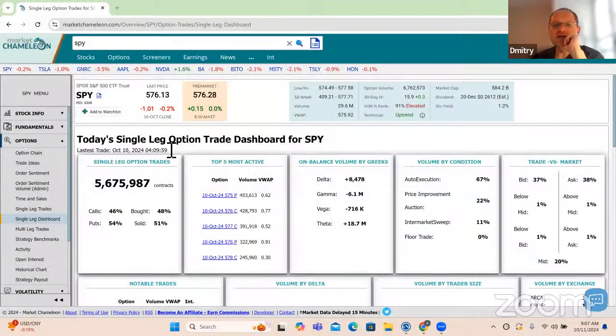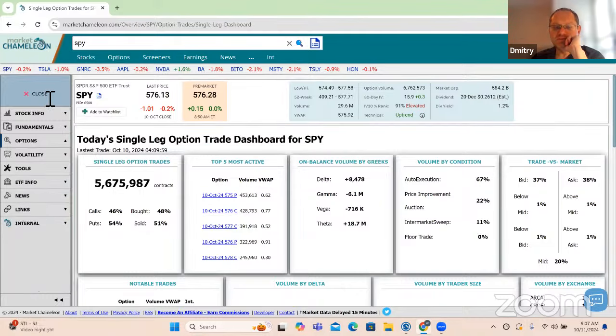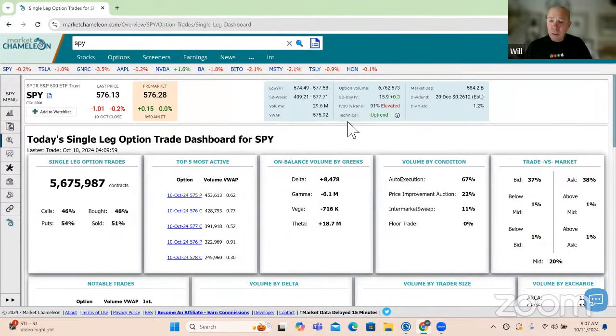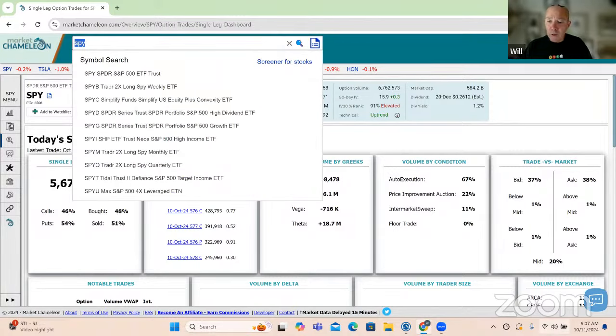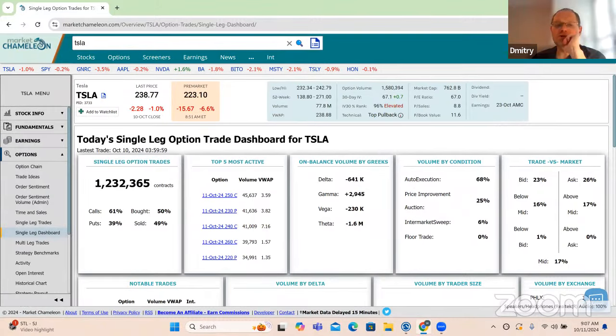Okay. So let's review these single leg option trades. I'm going to close this menu over here. Can we use Tesla as an example? Not that it really matters, but they had their big announcement last night, so I'd be interested. Okay, so I'm on Tesla now. I'm going to close this menu. I'm under a single leg dashboard.